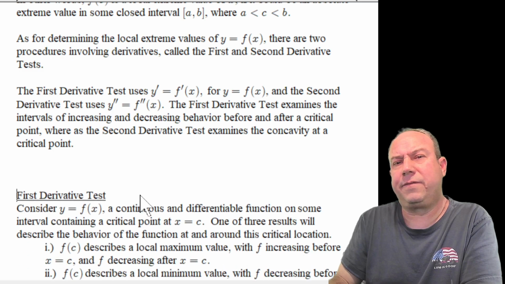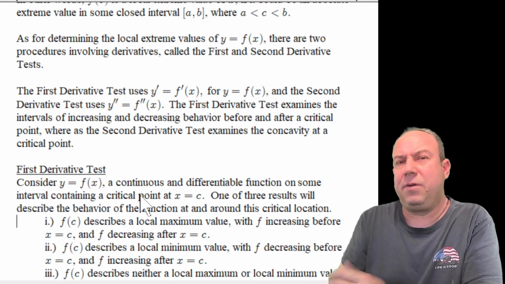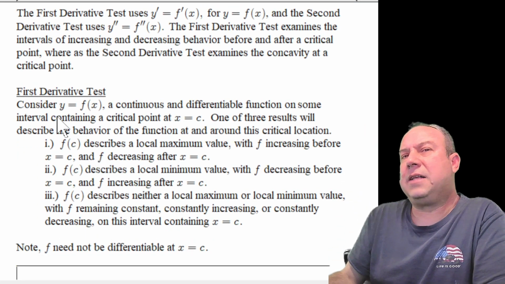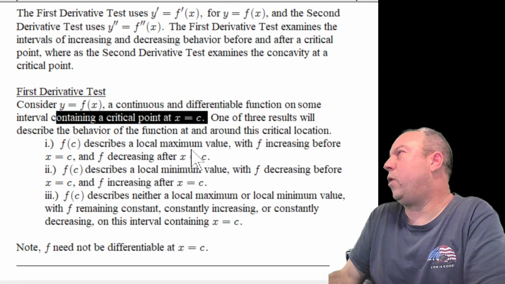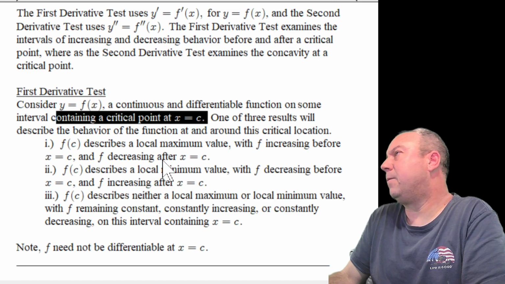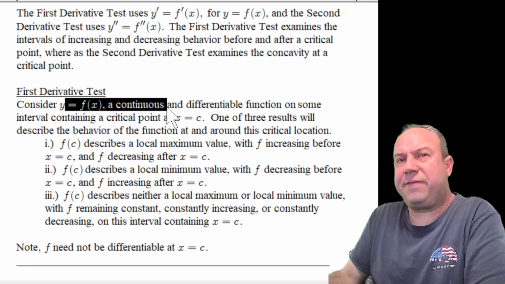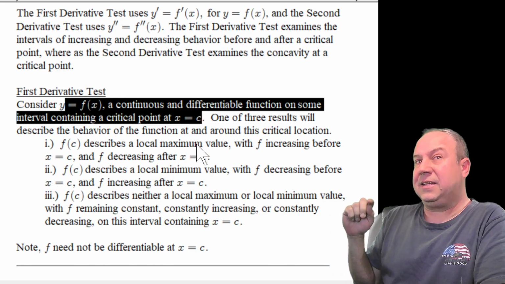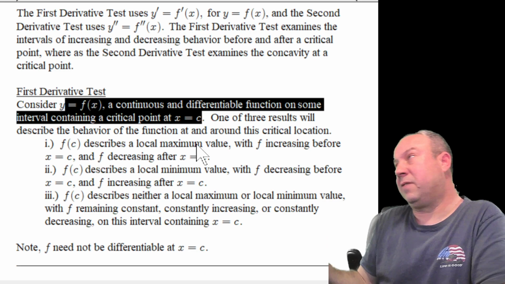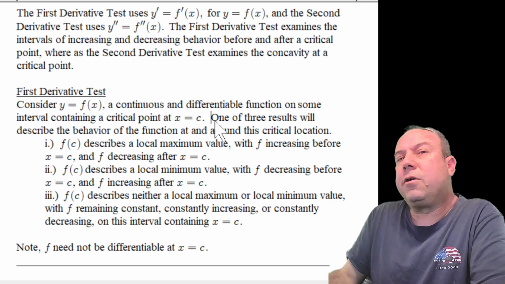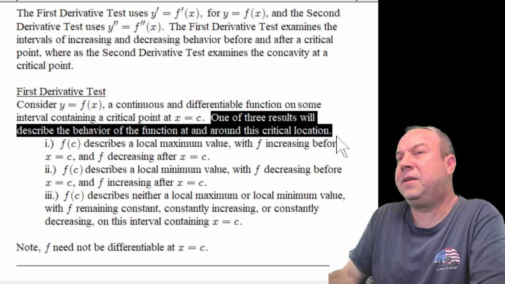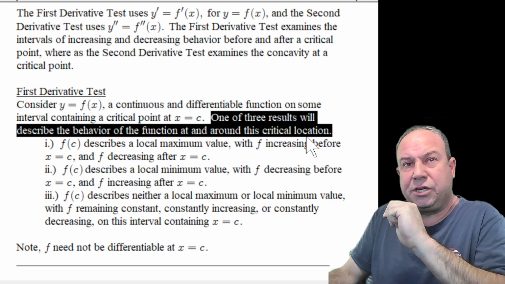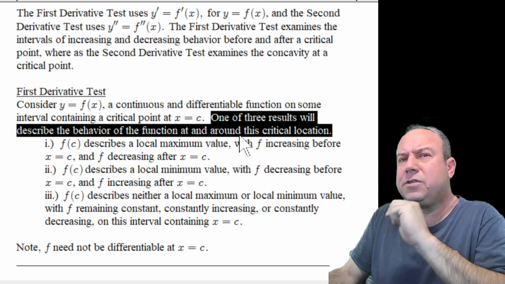Now, the first derivative test says you do have to have a function that is continuous and differentiable on some interval containing a critical point x equal to c. All right? And if you do have a function f that is continuous and differentiable on this open interval containing c, there are three results that could happen around this critical location. Three results in terms of behavior.